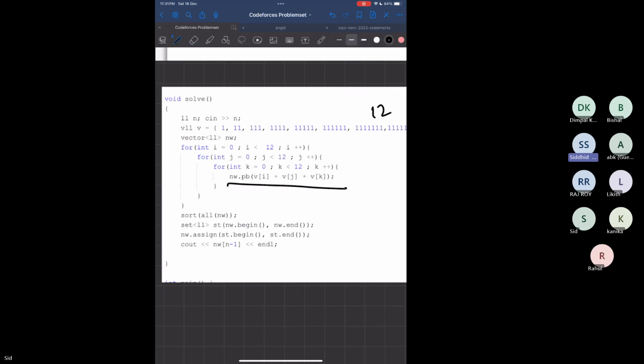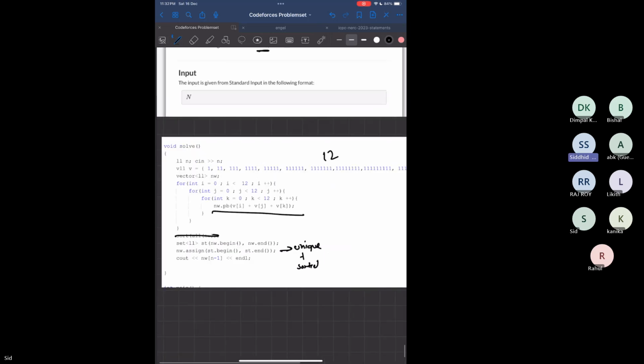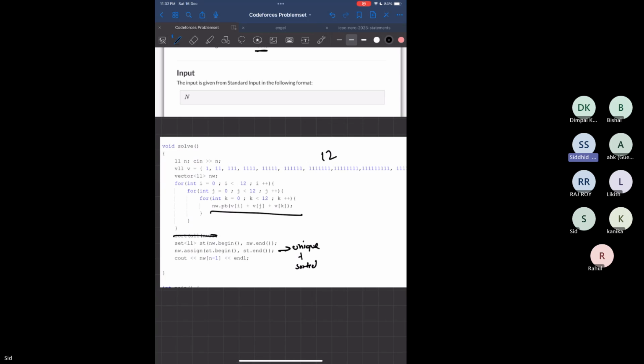So what we can do is insert all of these in a set, and then assign the whole set to the vector again. By this we will get only unique numbers, and sorted. Basically the set moves on to a vector. This line is quite useless here. So yeah, that will be my solution for question C.